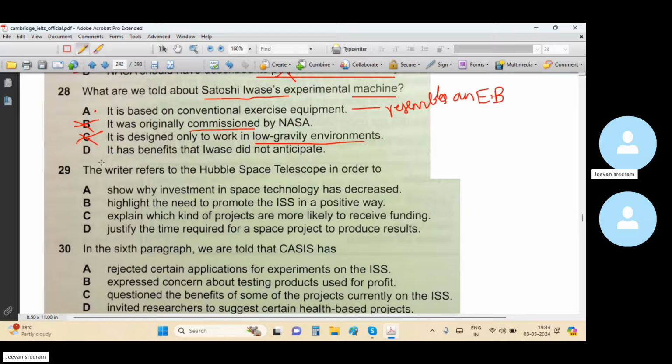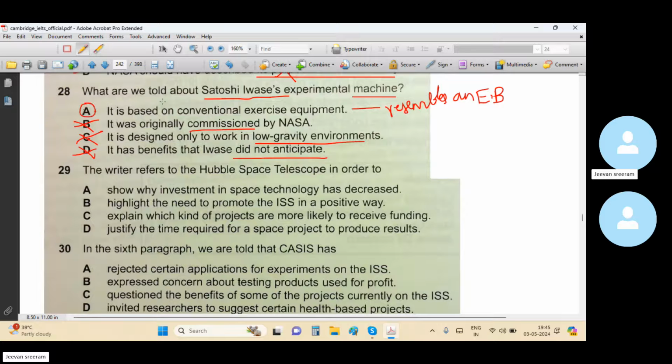D, it has benefits that its designers did not anticipate. Oh, it is absolutely out of scope, right? The second paragraph, in which you have found the relevant information, does not provide any information about unexpected benefits of the machine. Does not anticipate means unpredicted. It only discusses its intended purpose and basic design. So you can clearly eliminate B, C, D. So A must be the answer.